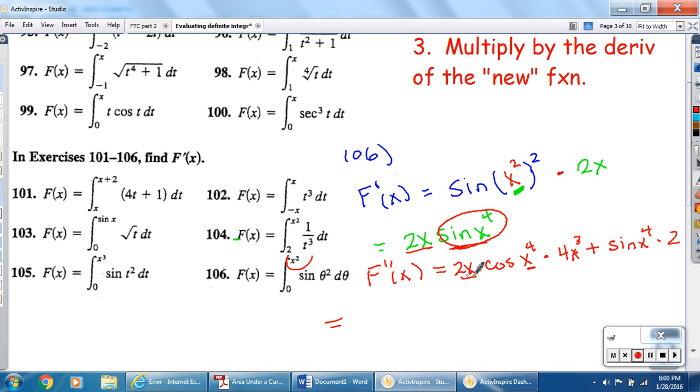So in cleaning that up, I will get 2x multiplied by 4x cubed, which will give me 8x to the 4th, cosine x to the 4th, plus 2 sine x to the 4th.